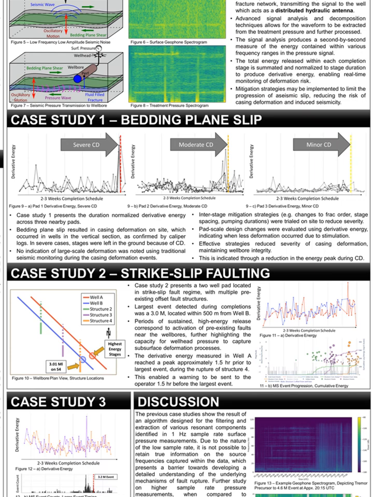The first case study covers the occurrence of bedding plane slip within the Montney Formation in British Columbia. Presented here are three different pads over which we have measured the resonant signal present within the pressure and decomposed it and produced the derivative energy metric.